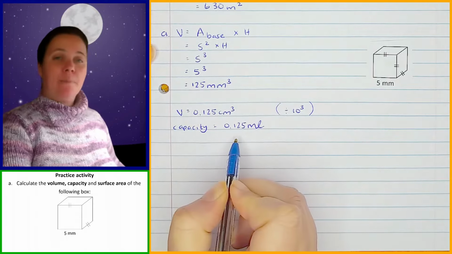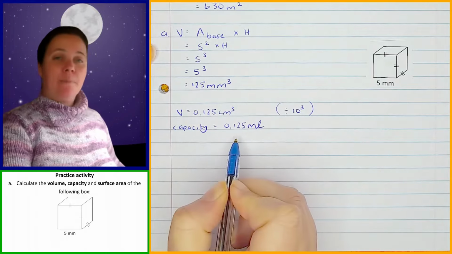The capacity is equal to 128 milliliters because there's a direct conversion between centimeters cubed and milliliters. They're the same. Okay, so now that is how I work out my volume. Now let's go and have a look at the surface area.